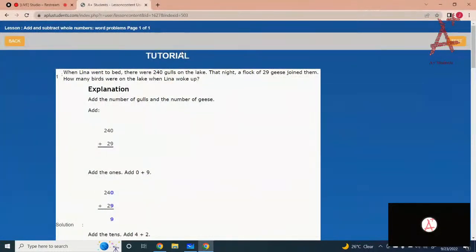Okay, so I'm going to read the questions from A plus. So maybe we have different questions on the tutorial, but we have the same questions on the test. So let's start with the first one.